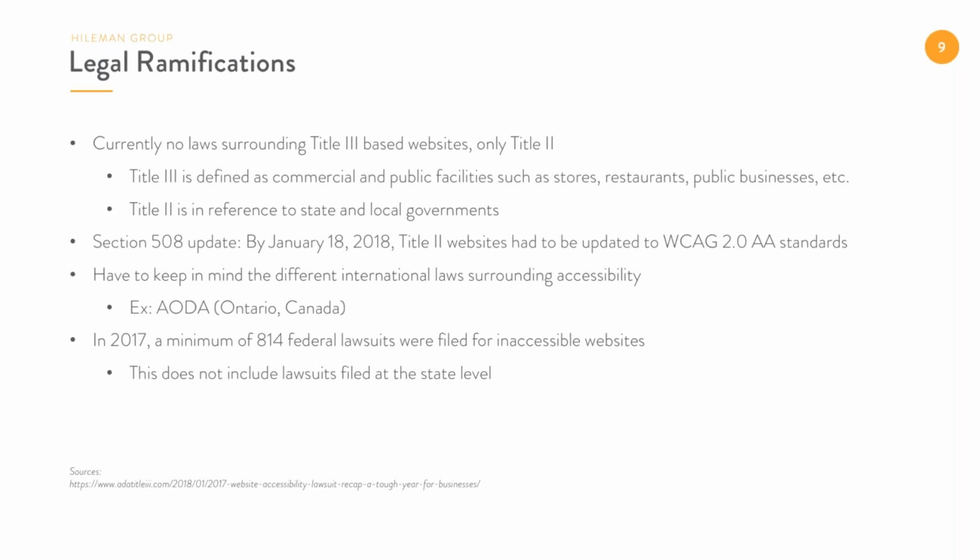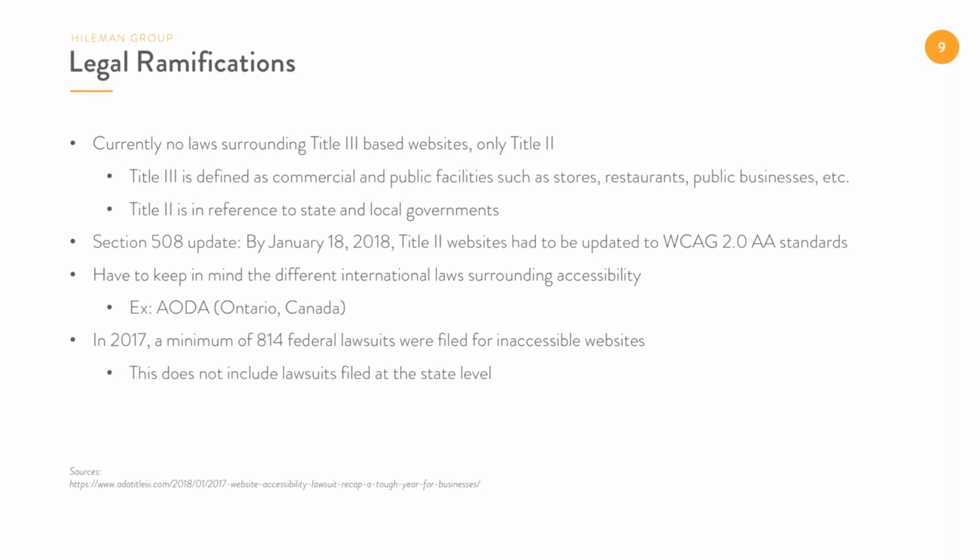And then Title II, like we mentioned before, is in reference to state and local governments and all public sector websites. If you're in that sector, your site needs to be WCAG 2.0 compliant, and that was added in a Section 508 update that by January 18th of this year, they had to update to those standards. But as we're looking at this, there is nothing spelled out for Title III currently, but that doesn't mean that there still aren't lawsuits surrounding that.